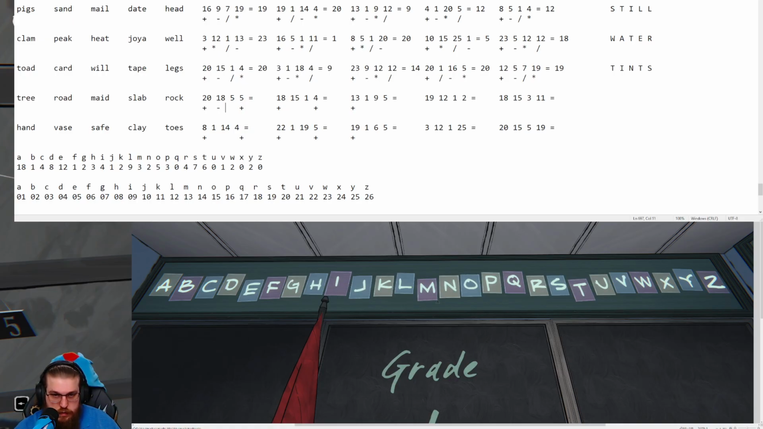Subtract, multiply, divide, which is 2. Subtract, divide, multiply, which is 12.